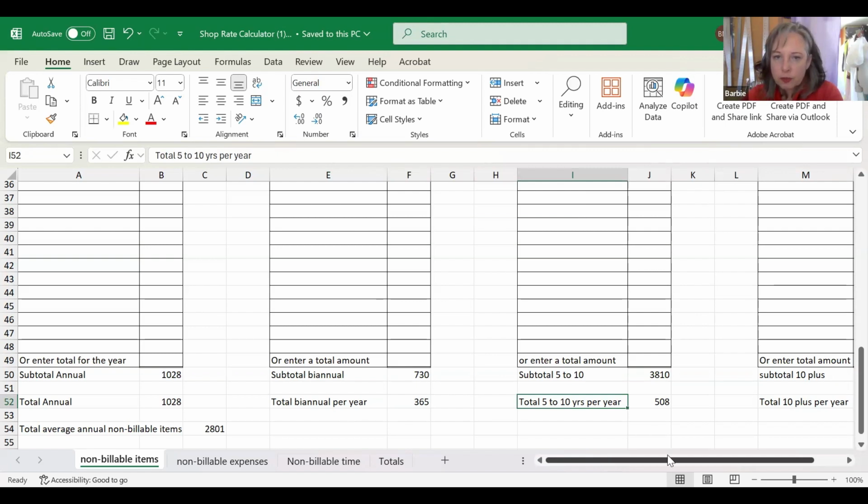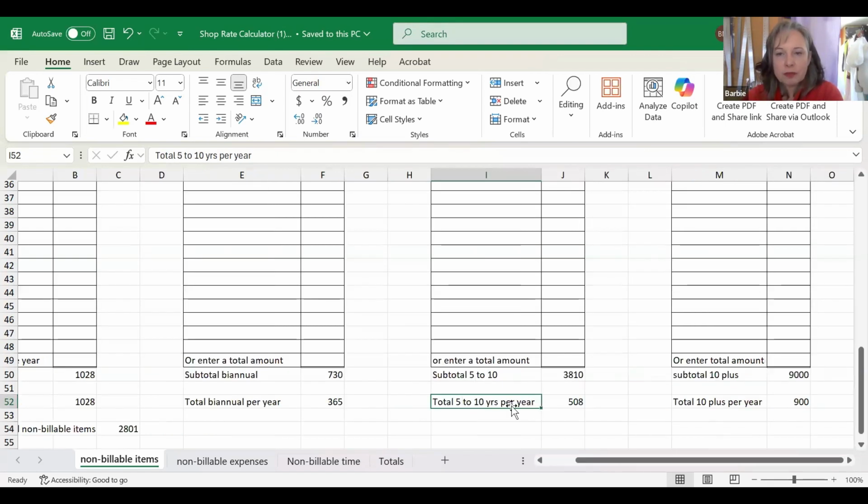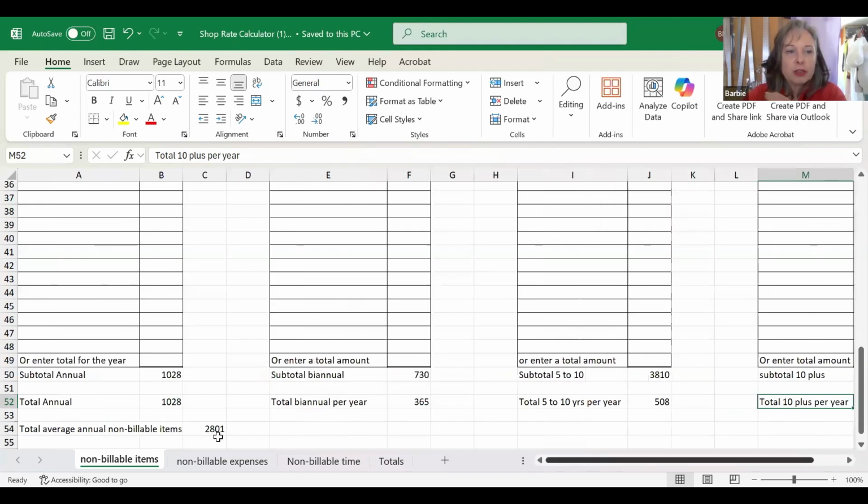Your totals for your 5 to 10 year are divided by 5. So for 5 to 10 years, this dollar amount is divided by 5 to give you an average annual expense for these things. And for the things over 10, it's divided by 10. Then each of your average annual costs are put right here. Total average annual non-billable items, for this example, is $2,801.